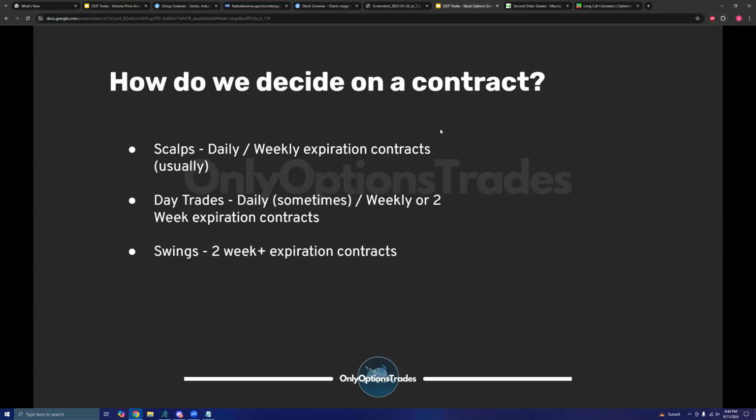So you'll want to be able to make a decent amount of money very quickly. So you don't really care about theta, and your main priority is going to be that delta. Day trades, again, could kind of follow a similar mindset.